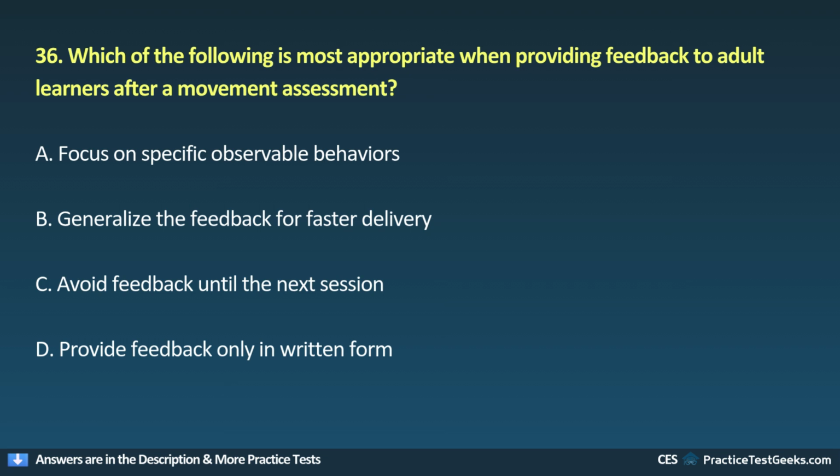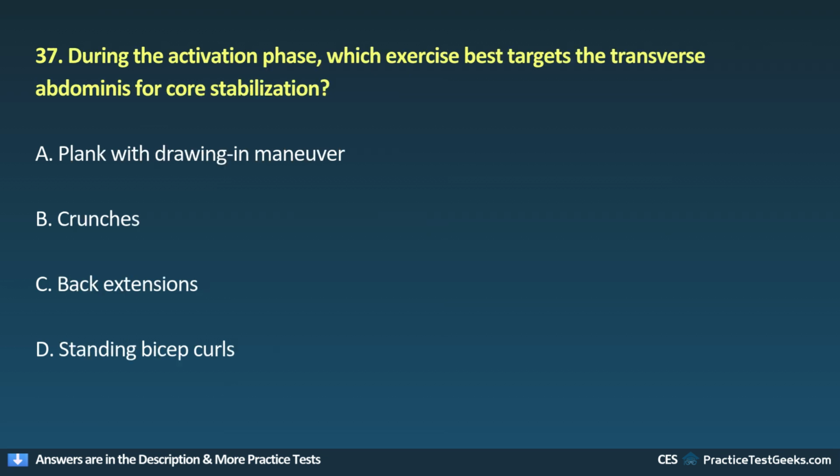36. Which of the following is most appropriate when providing feedback to adult learners after a movement assessment? A. Focus on specific observable behaviors. B. Generalize the feedback for faster delivery. C. Avoid feedback until the next session. D. Provide feedback only in written form.